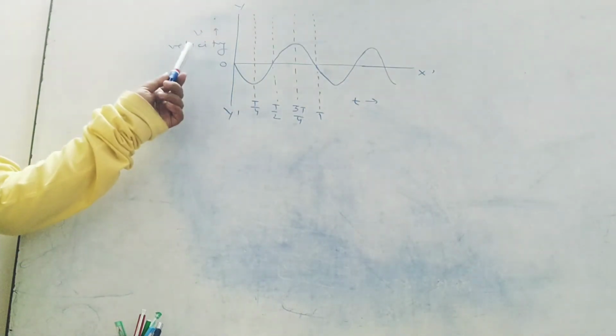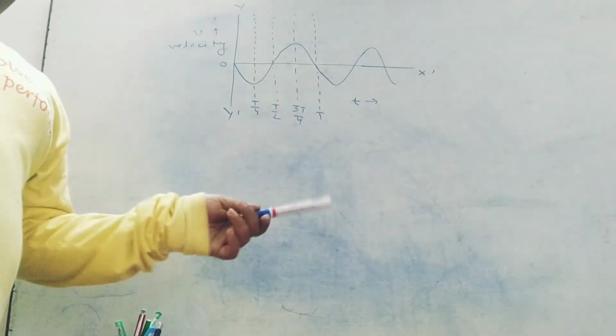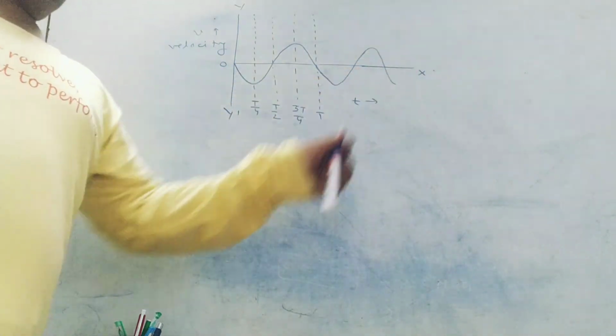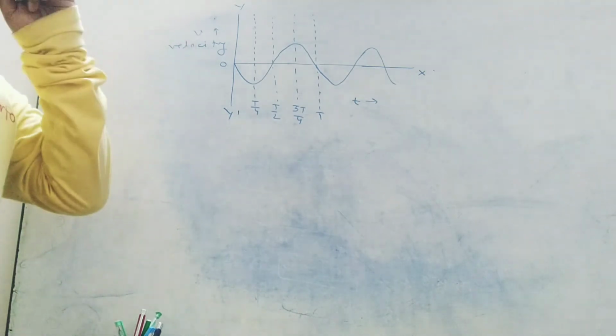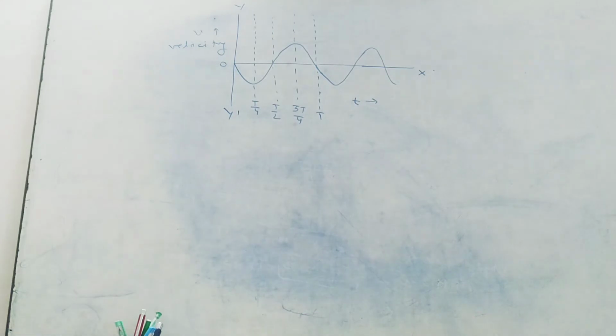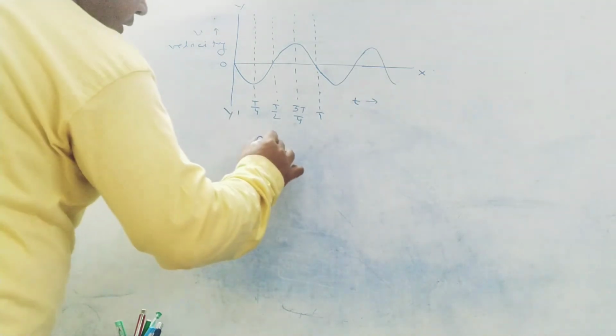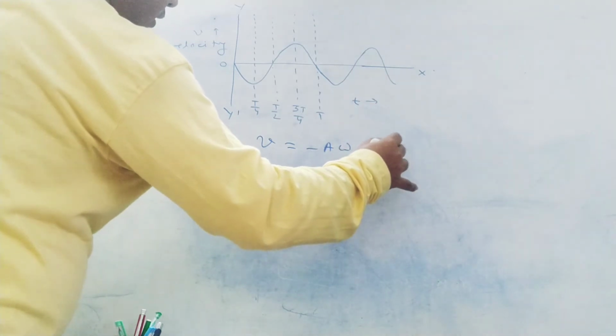This graph shows the velocity versus time. Along x-axis we plot time t, small t, and along y-axis we plot the velocity v. This is a sine curve, a negative sine curve, that is v is equal to minus a omega sine omega t.